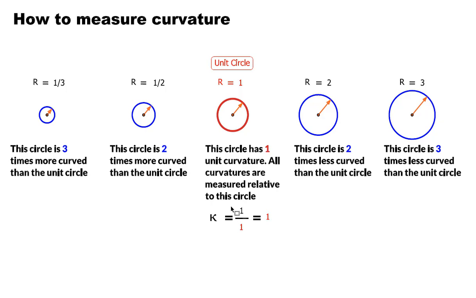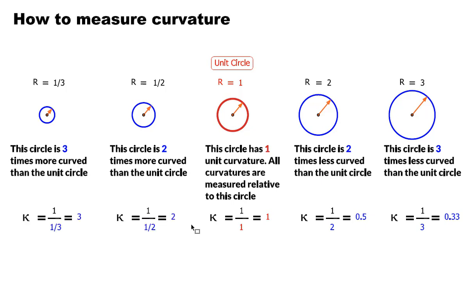So k for the unit circle, 1 over 1, is 1, and so the unit circle has 1 unit curvature. For a circle with radius equal to 2, its curvature is 1 over 2, and that's equal to 0.5. And for circle r equal to 3, we get the curvature 0.33. And for other circles in the opposite direction of curvature, we get 2 and 3.